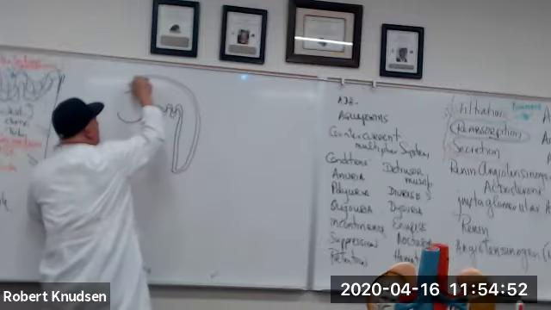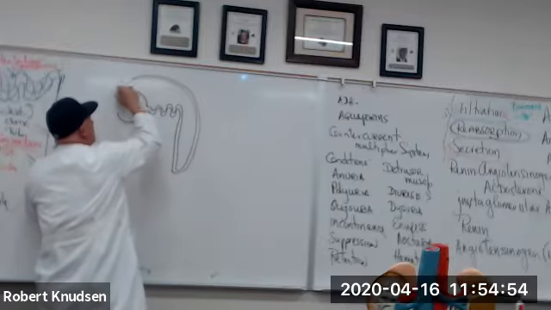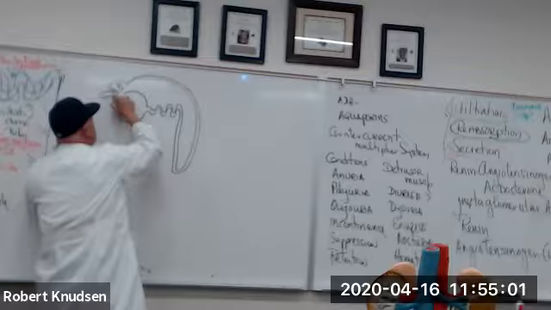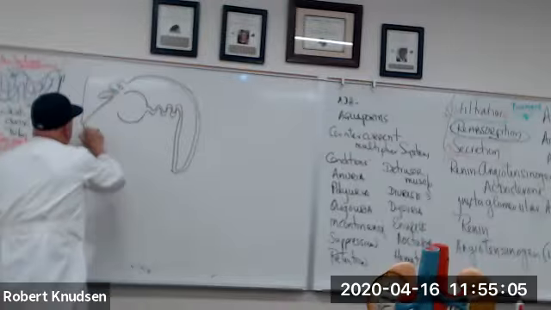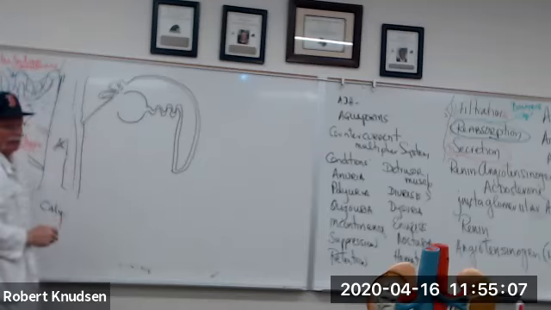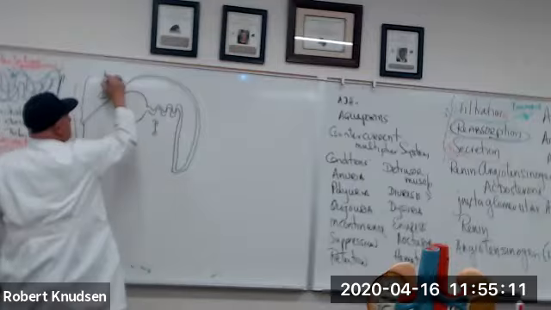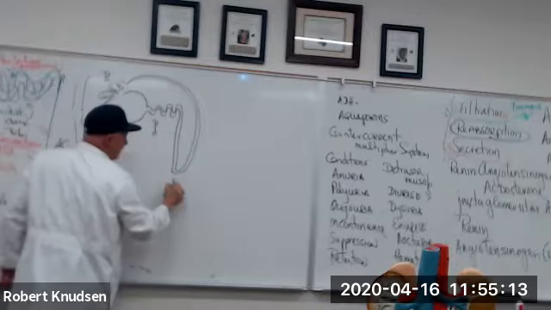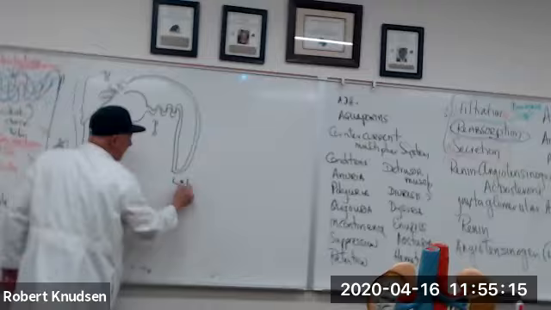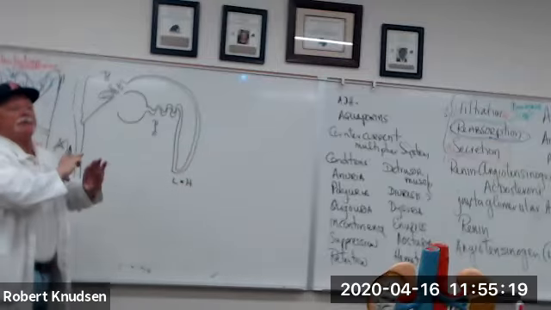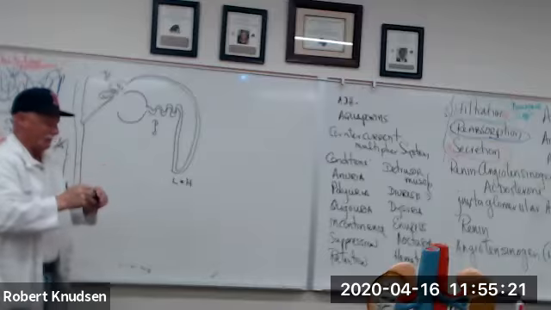comes back up here, becomes convoluted again. And this is the distal convoluted tubule to the collecting duct. Got it? So proximal here, distal here, loop of Henle here. Peritubular capillaries, just the way it was before.